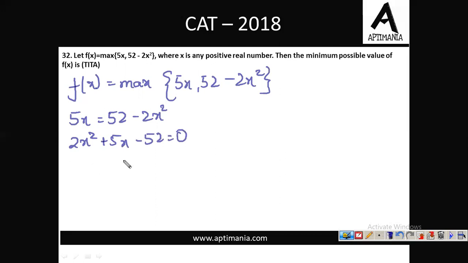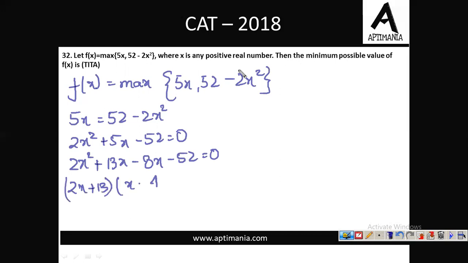We'll have 2x square plus 13x minus 8x, it should be, minus 52 equals to 0. When we take common, we'll have 2x plus 13 and x minus 4 equal to 0, right? So on solving, we'll have x equals to minus 13 by 2 and 4, right? Now it is given that x is any positive real number, so x cannot be equal to minus 13 by 2. We have to ignore this value.